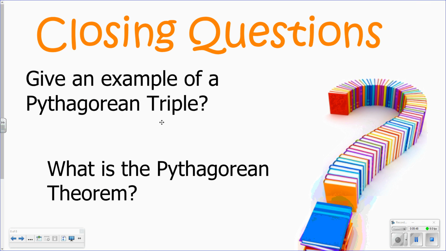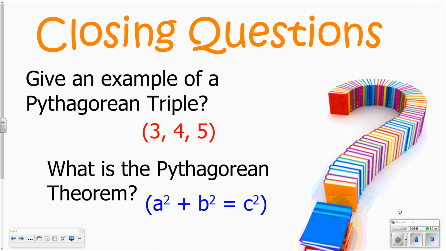So give an example of a Pythagorean triple. The first easy one is the 3, 4, 5. What is the Pythagorean theorem? a squared plus b squared equals c squared.